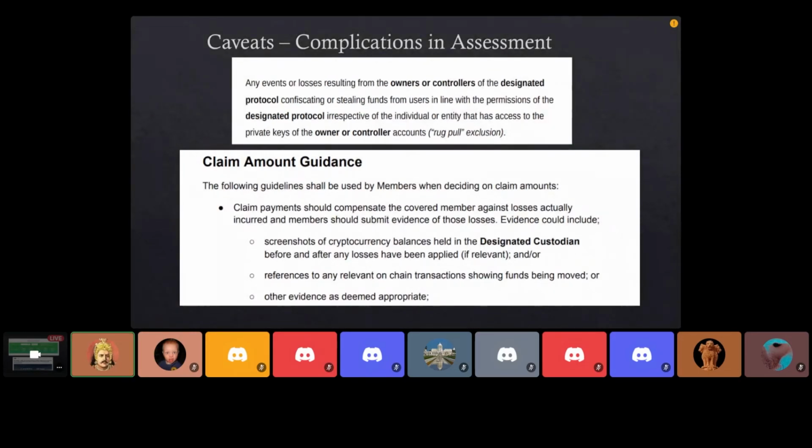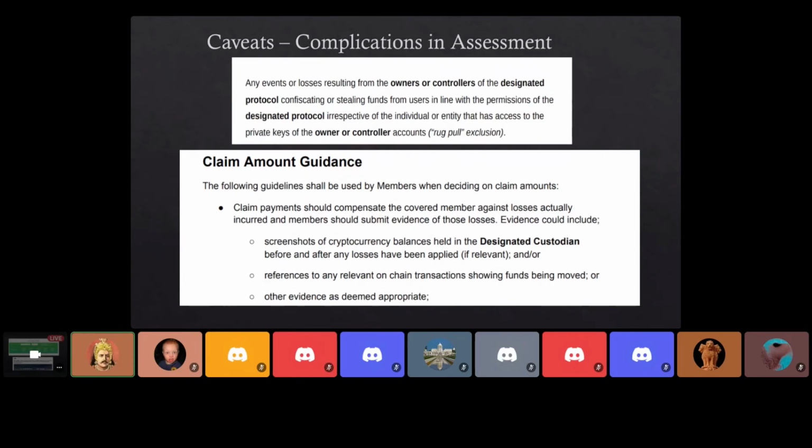And there are some others. If you see the claim amount guidance, it is even more interesting: the claim payments will be based upon evidence. For example, if you are taking a custodian wallet cover, then you should prove that you have been impacted because of the custodian wallet issue. It will be upon you to prove it and then get back the claim.